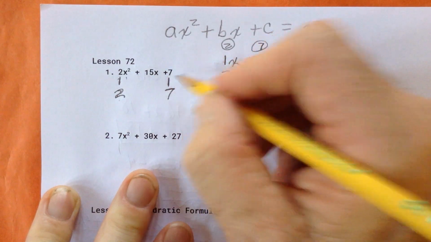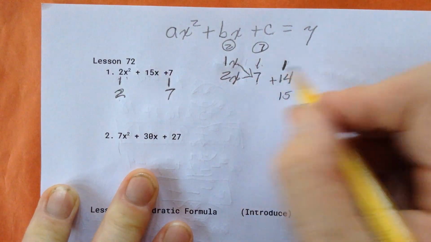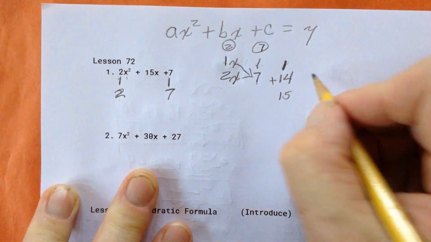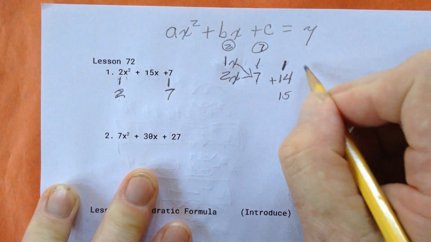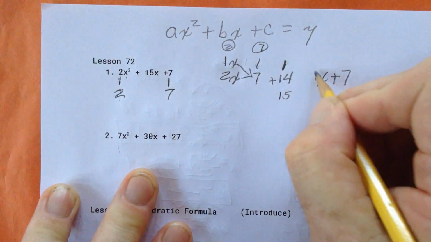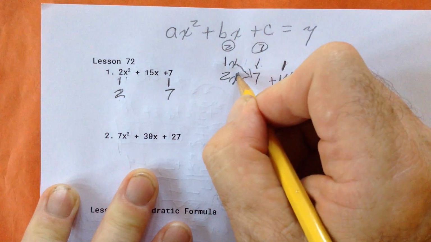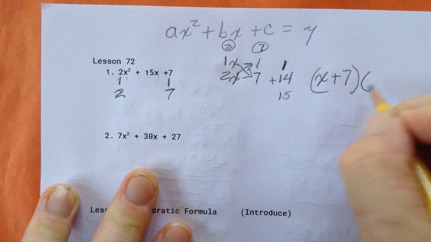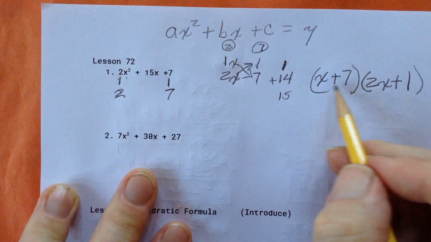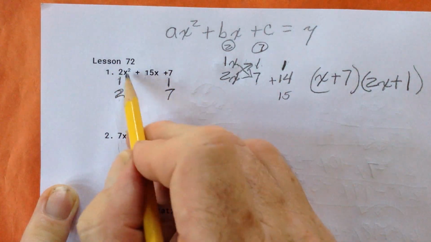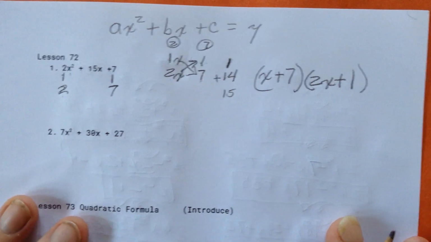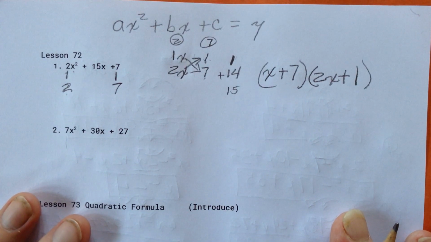for the C number. So the factors for this quadratic would be 1x, or x, plus the 7, and that'll be 2x plus the 1. It'll be 2x plus the 1. Okay? And those are the factors for this quadratic equation. Make sure it's on the screen. And I could check my answer.